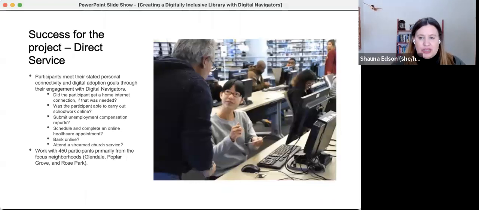So success for the project. The project had two main goals. The first goal was to create a digital navigator model for libraries and direct service that can be adapted for different communities across the country. And then we had direct service goals. The direct service goals were centered around supporting digital inclusion services in our focus communities by working with a minimum of 450 participants. And then we measured the success of those interactions by having the participants define their digital goals.